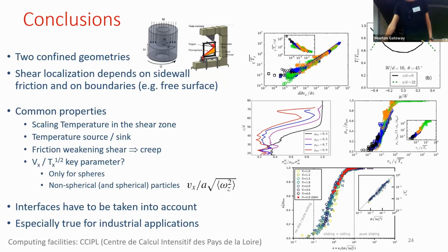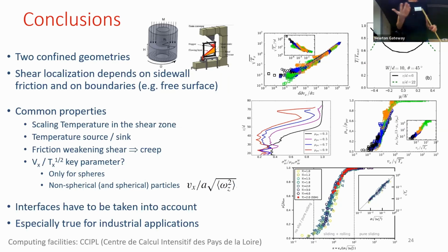So we have found a global scaling of the temperature in the shear zone. We have shown that depending on where you are in the flow, if you are in the creeping zone or in the shearing zone, sidewalls can be like a temperature source or like a temperature sink. And we also demonstrate that the effective friction coefficient of a sidewall decreases when you go towards the creeping zone.